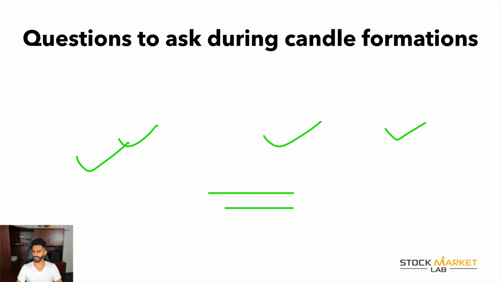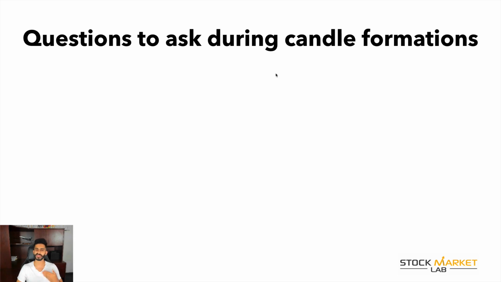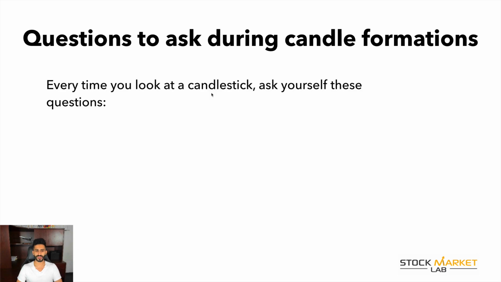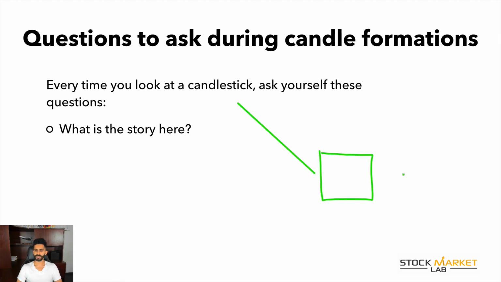Now, questions to ask during candle formation. If you see a candlestick pattern, or if you see a certain formation that's showing you that the stock's going to go up or down, these are the questions you need to ask, right? So every time you look at a candlestick, ask yourself these questions. Every time you see a pattern or a formation that's giving you a buy or sell signal, what is the story here, right? I see a pattern that's showcasing that this stock is probably going to go up. Why is it going to go up? What's the moving factor behind it?